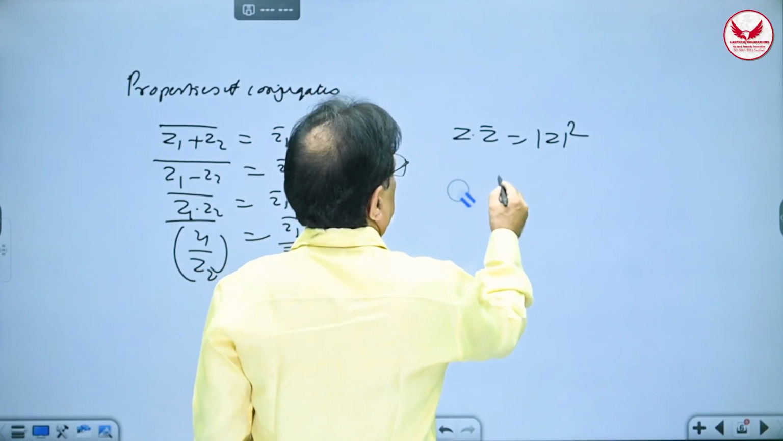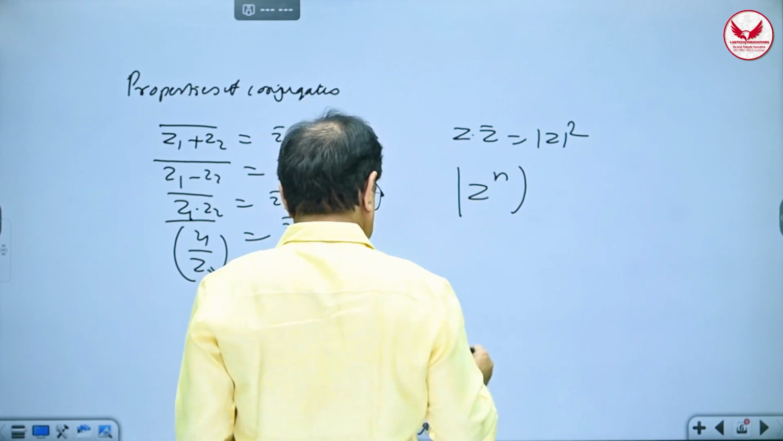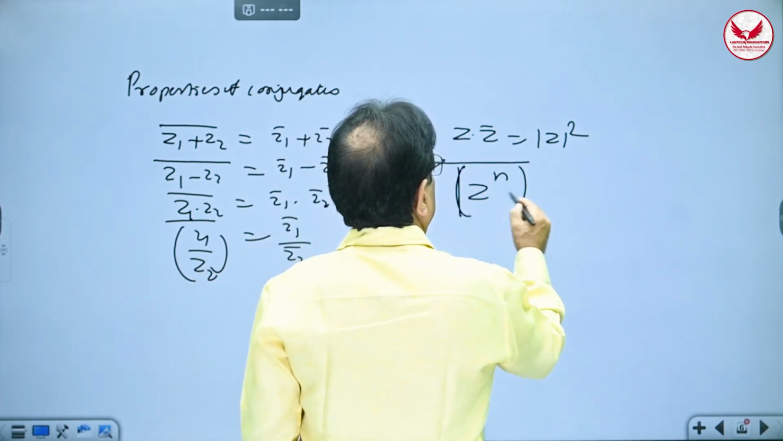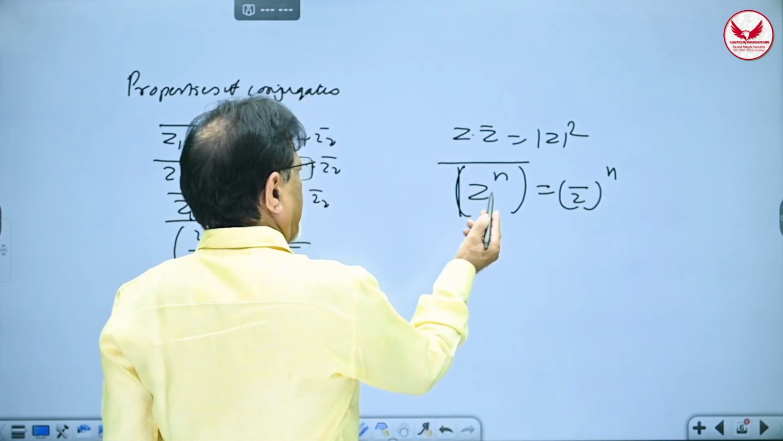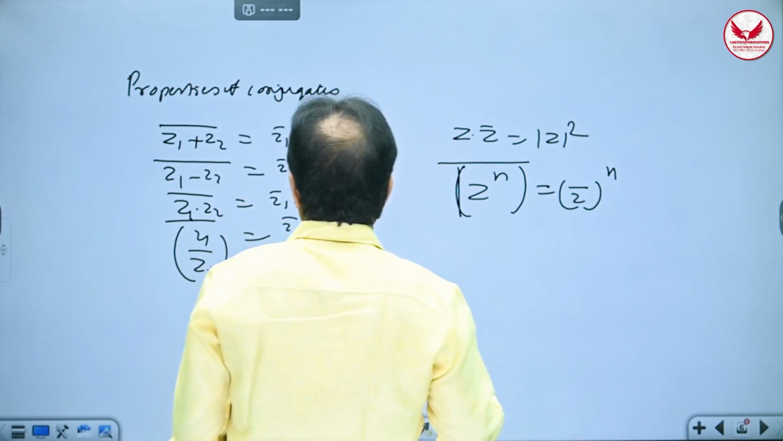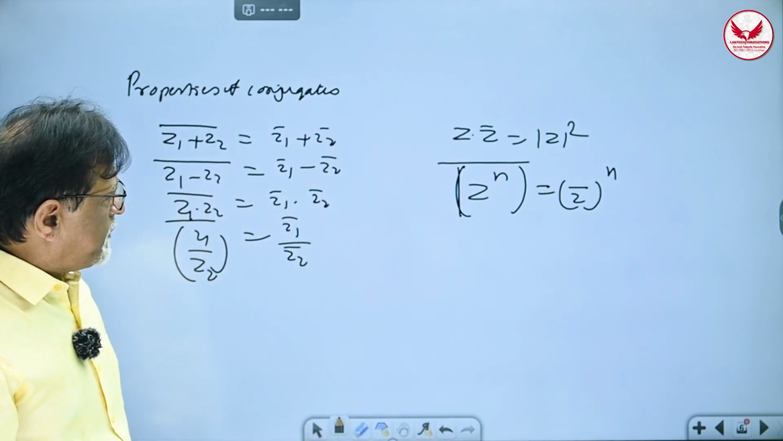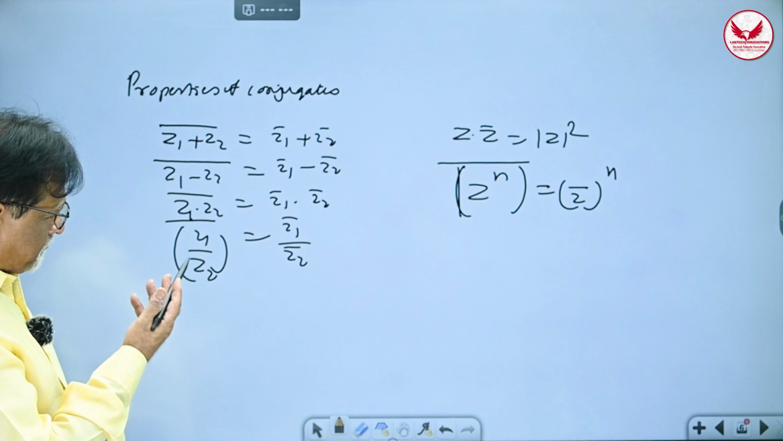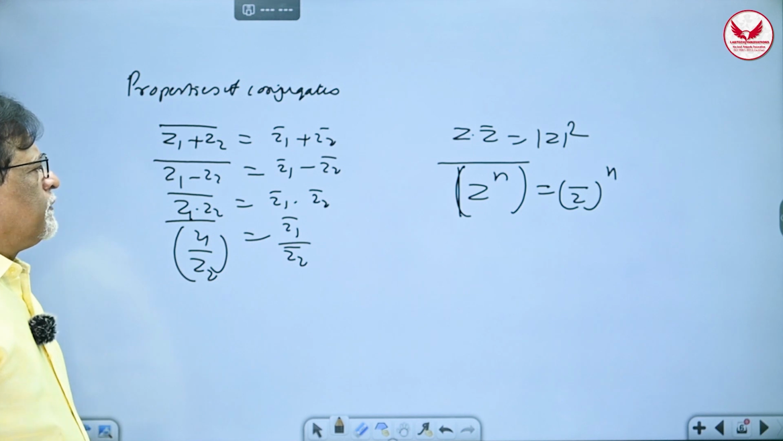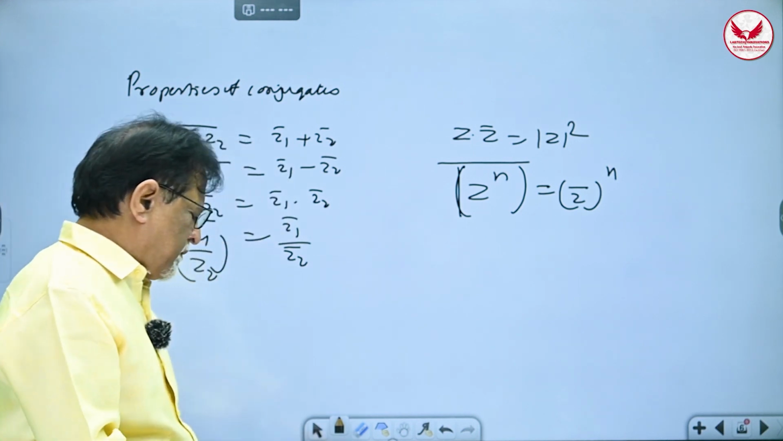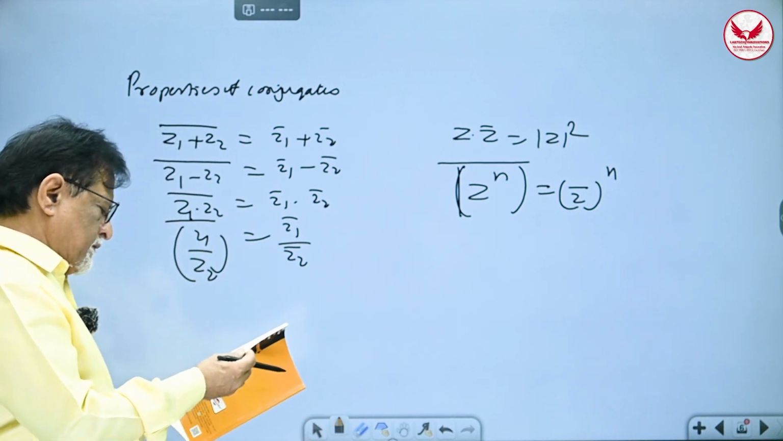Then, suppose you take (z raised to n) bar. Then it is (z bar) raised to n. So, it's like that, and it goes with all the other properties. This is how the conjugates, the bars, are behaving. By using this, you can solve some very good problems. The solutions of the problems will be based on all the theory that we have covered here.